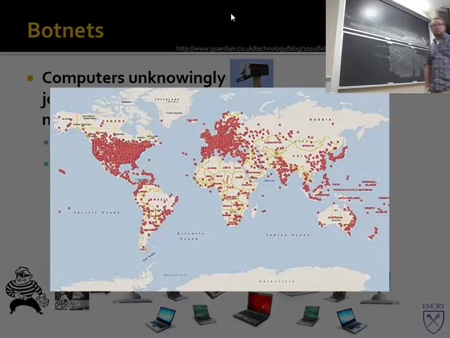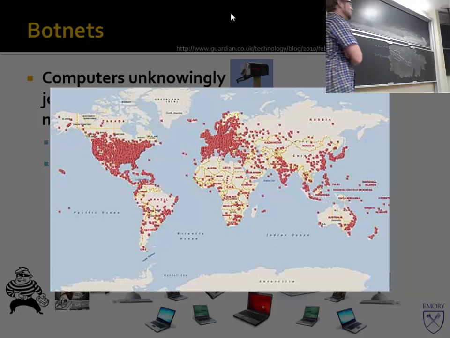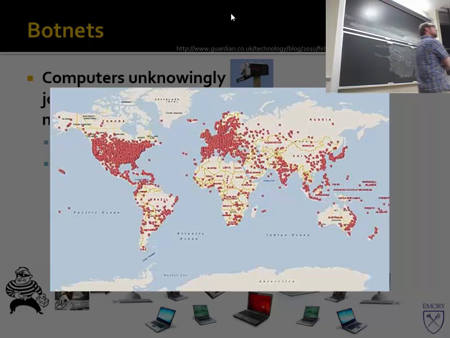This, for instance, was the Mariposa botnet before it was taken down by Microsoft. It involved some 12 million computers. This was several years ago. I'm sure the botnets today are way bigger, now that your toaster's online. Why is your toaster online? Right? Why does it need to be part of a botnet?